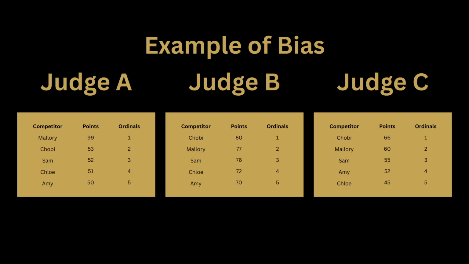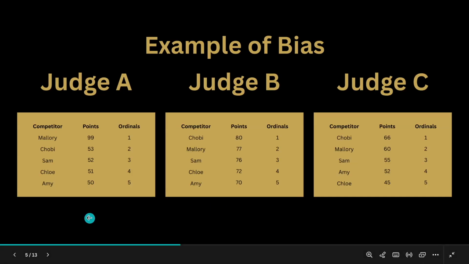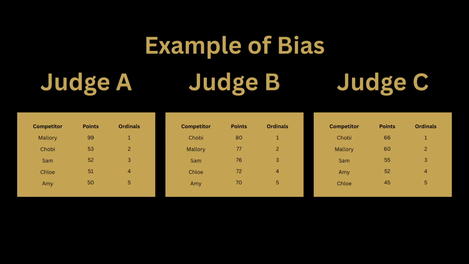Imagine a judge who really loves one competitor's routine in particular. This judge gives a competitor a total score of 99 points while scoring every other competitor in the 50s. This is represented here with Judge A. If we calculated rankings based on total points, there would be an unfair total points differential between their favorite competitor and the rest of the group.